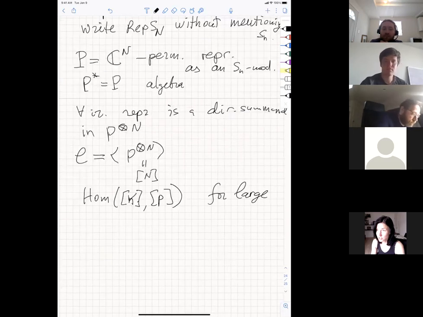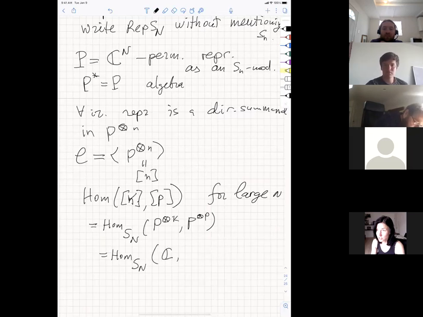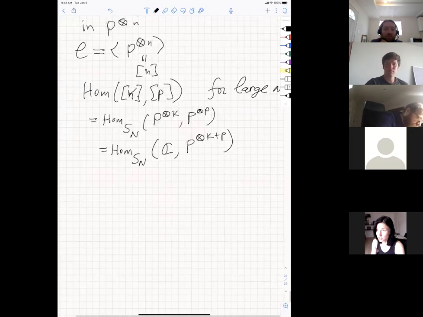Wait, no, this I don't want to change, sorry. Okay, so for large capital N, this is just Hom over Sn from C^n^k to C^n^p, which is the same, of course, as Hom over Sn from C to the power k plus p. So all I need to compute is the invariants.